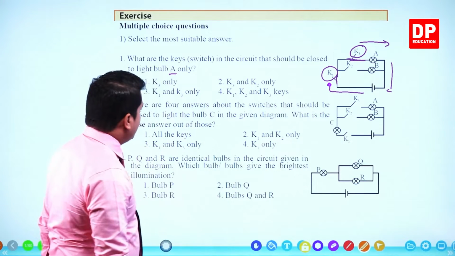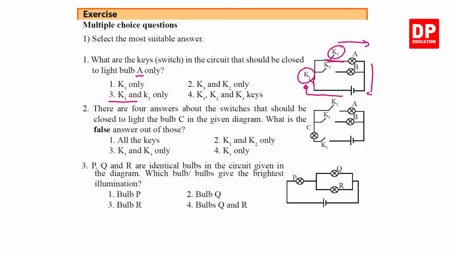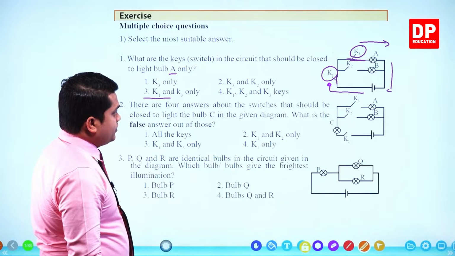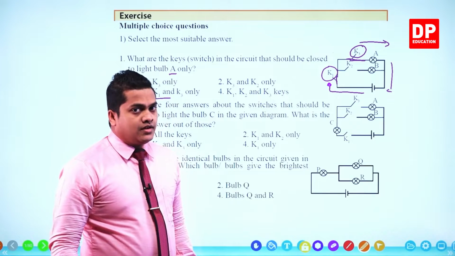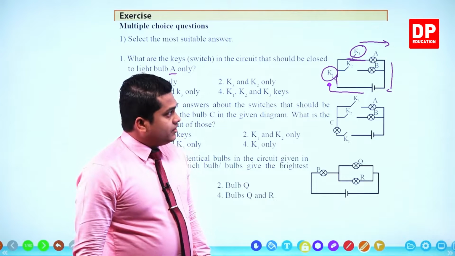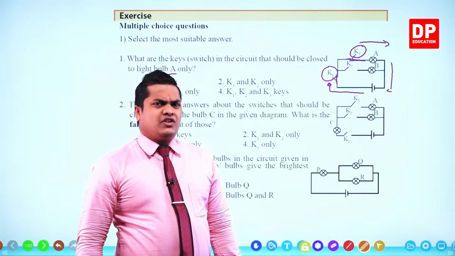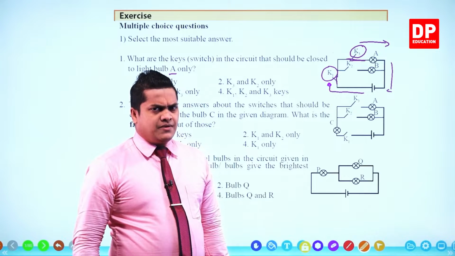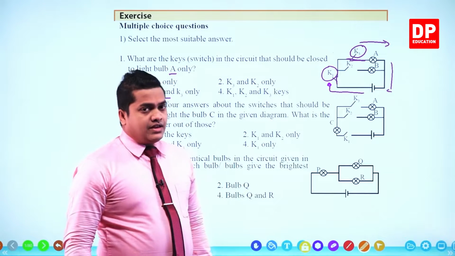So is there any answer regarding K3 and K1? Yes. So our answer would be K1 and K3 only. You don't need to close K2. It's not compulsory, because if you turn on K2, the B bulb is going to light up. We don't need to light up B. The question is asking only to light up A. So our answer would be K3 and K1.